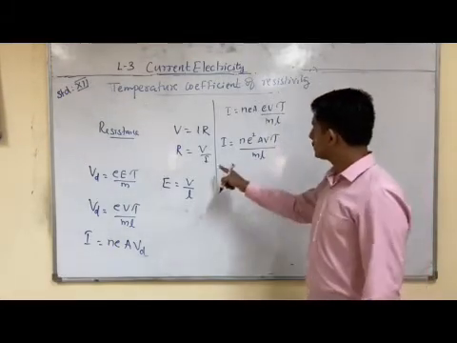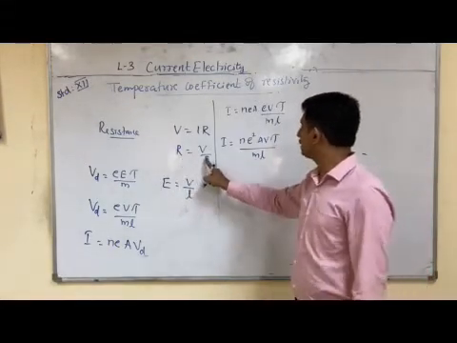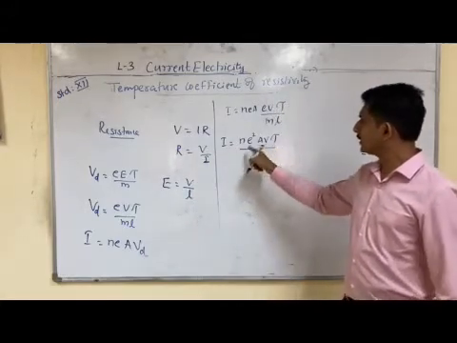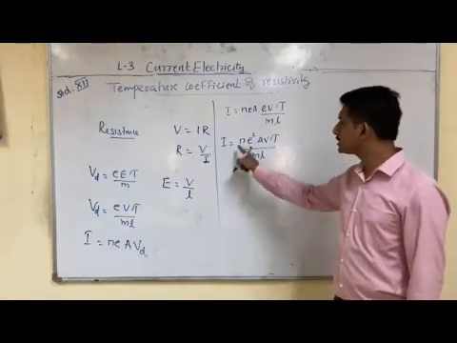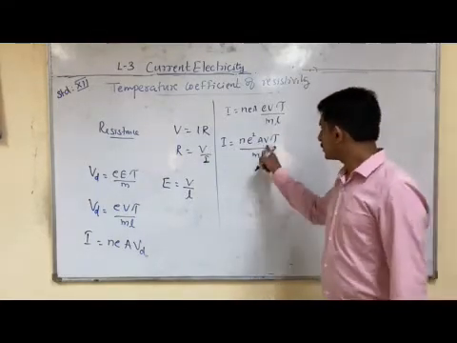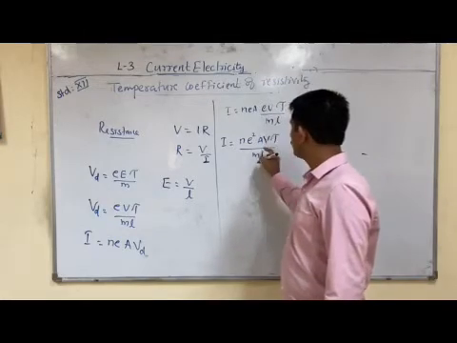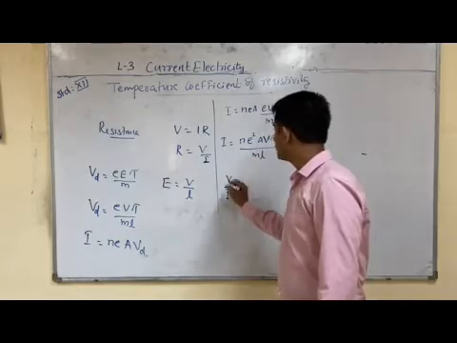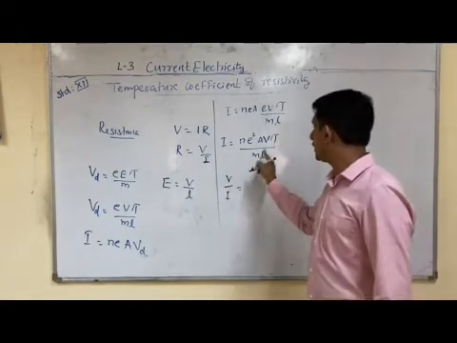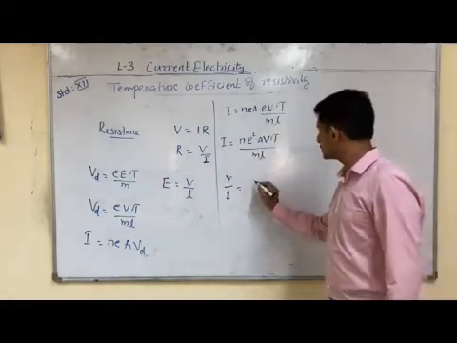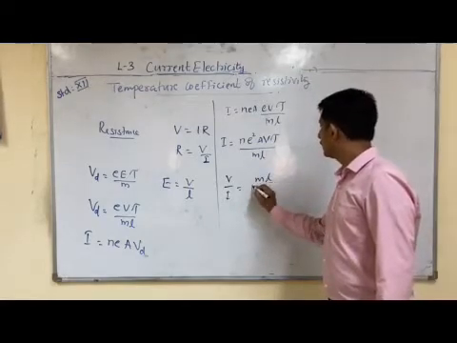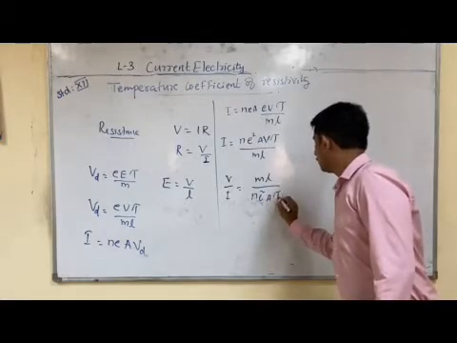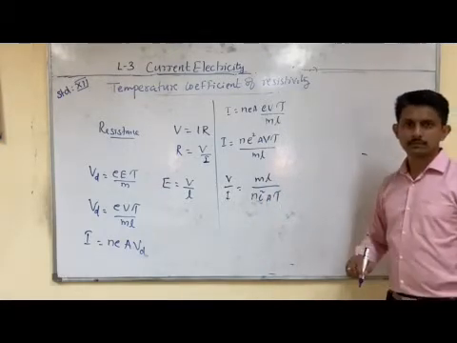Now we can arrange this, because we have already seen that R is equal to V by I. Resistance is considered as V by I. From this equation we can get this resistance. R is equal to V by I. So if we are taking V by I, from this it should be m L divided by n e square A tau.